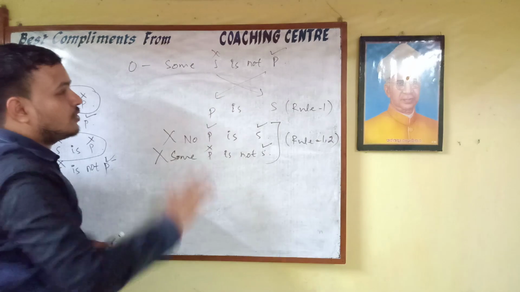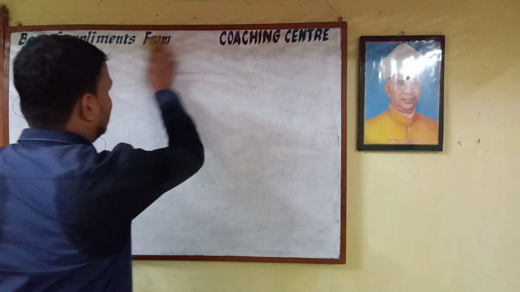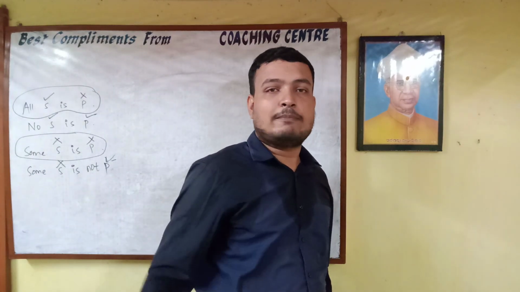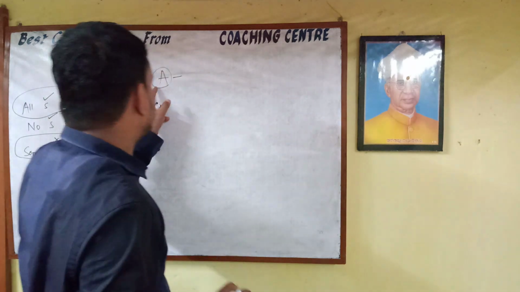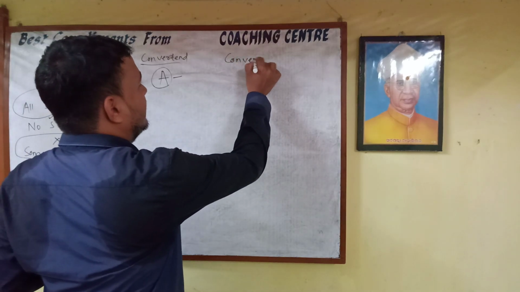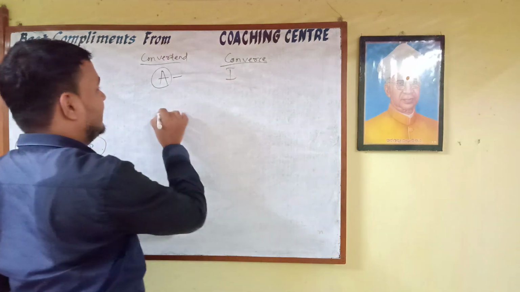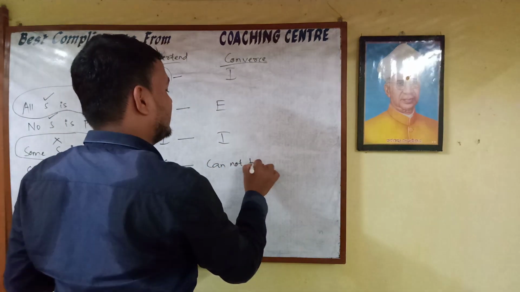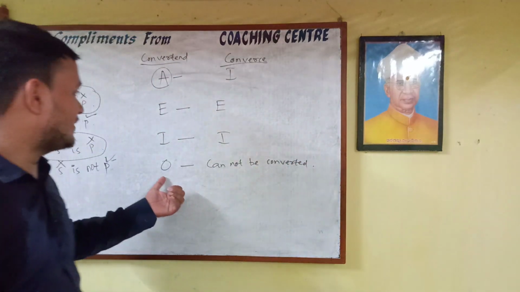So the conversion of an O type of proposition cannot be possible. We cannot get the conversion of the O type of proposition. We cannot convert the O type of proposition, right? You will check once again, the A type of proposition: here on this side the convertant, on this side the converse. A goes to I, E goes to E, I goes to I, and O cannot be converted. Conversion is not possible in case of the O type of proposition.